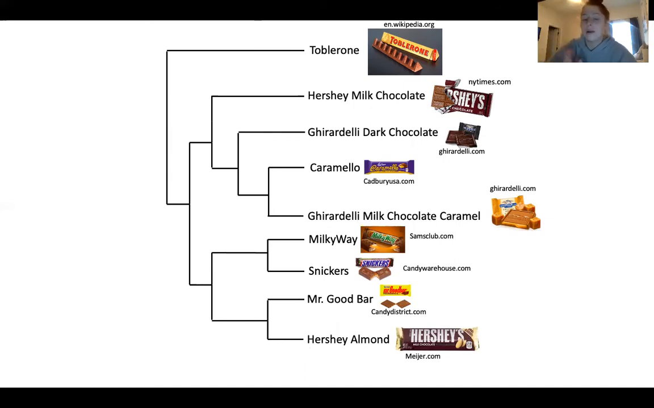Ghirardelli milk chocolate with caramel and caramello are also most commonly related to each other because they are just milk chocolate and caramel. Then you can take those and you can tell that all of those involved cladogenesis, because cladogenesis is the splitting of one lineage into two lineages, and anagenesis is the evolution within a lineage over time.